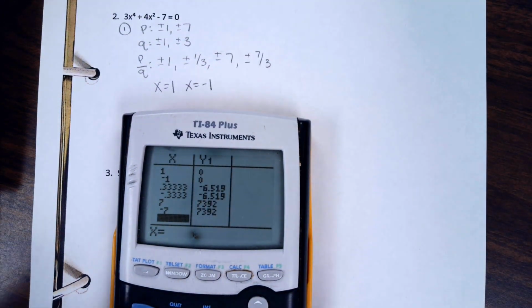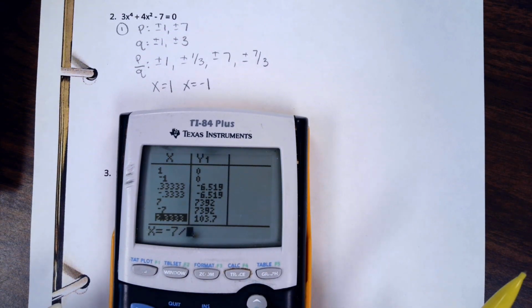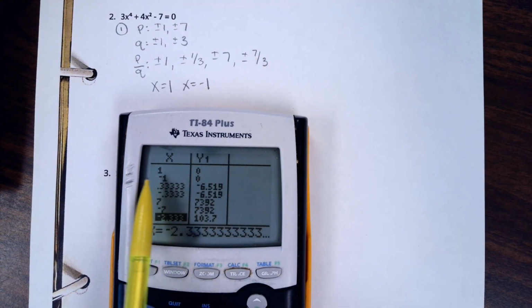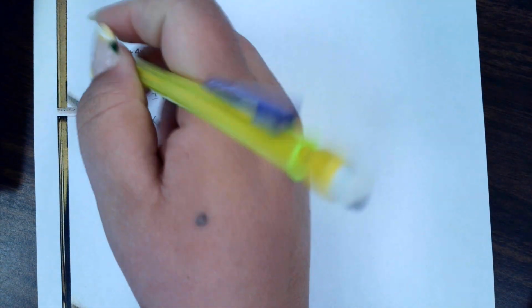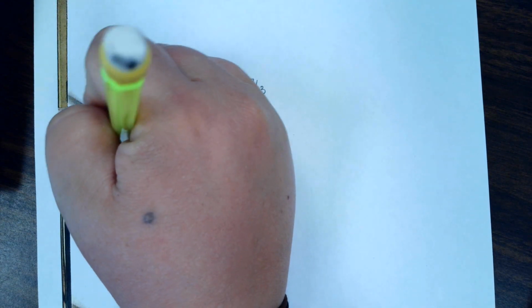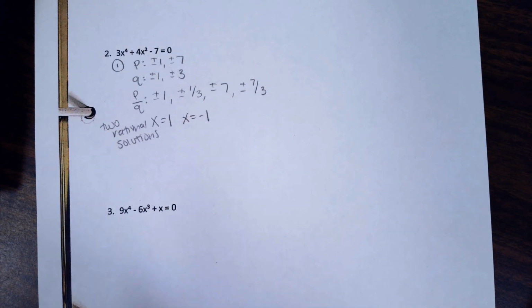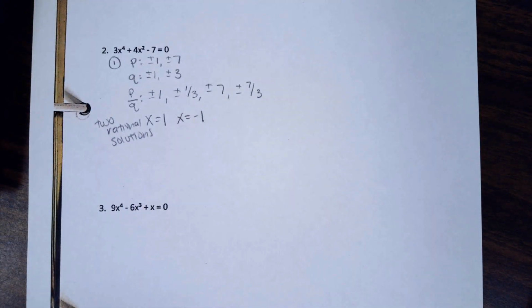We still have 7/3 to check, so let's check that really quick. 7/3, nope. How about negative 7/3? No. So our two rational solutions are 1 and negative 1. So we know these are two rational solutions. So then we want to ask ourselves, how many either irrational or imaginary solutions do we have? We know we have 4. Here's 2, so we're looking for 2 more.